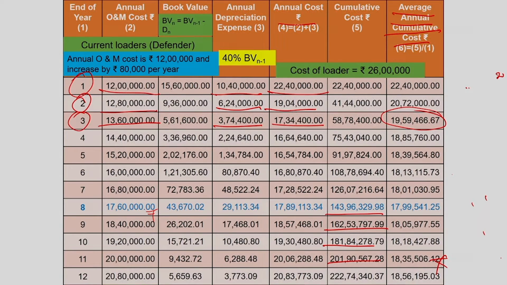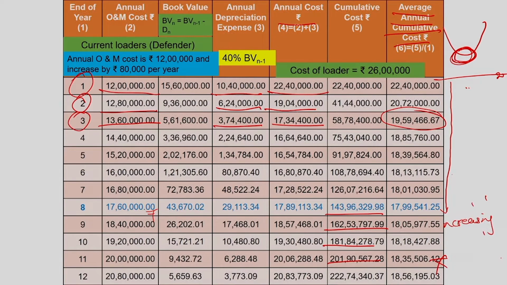Now you can see that initially the cost is high, but after that it keeps reducing, it reaches a minimum point, and after that it starts increasing. So it forms a trend like a parabola. The duration at which the cost is minimum is the economic life of the machine. That is what we discussed in the last class.